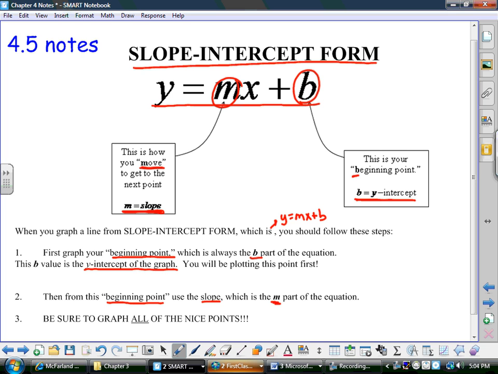As you graph it, be sure to graph all of the nice points on the graph. Those notes are in your packet, so you can open your packet and find that page and have it open as we go through these notes to refer back to it. But we're not going to do the examples that are in the packet, since those are your homework. We're going to do some different equations that are in y equals mx plus b form.